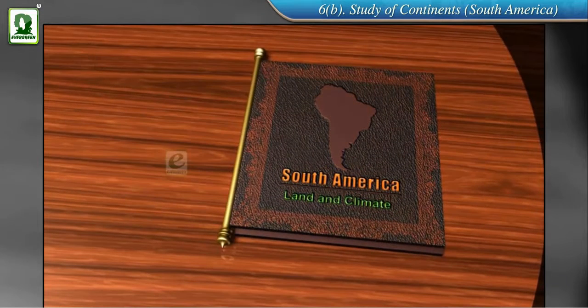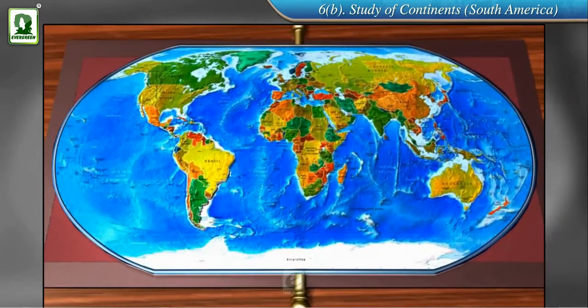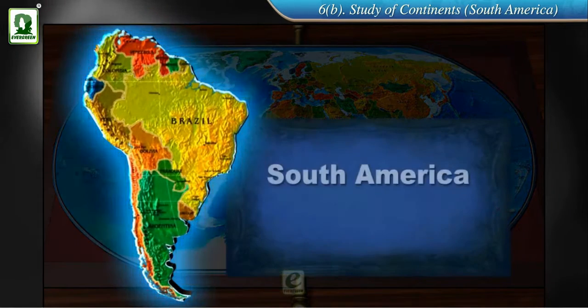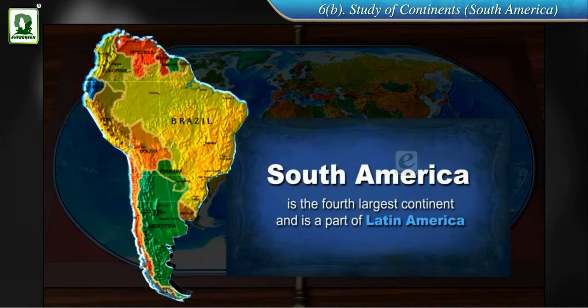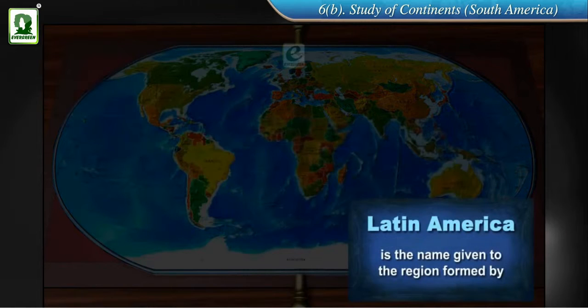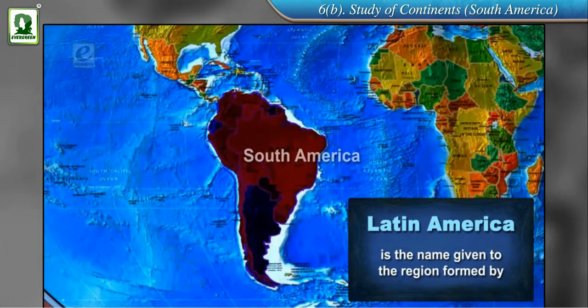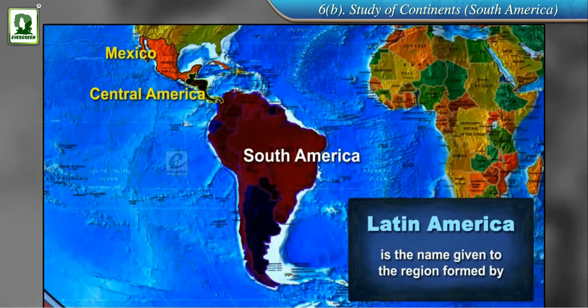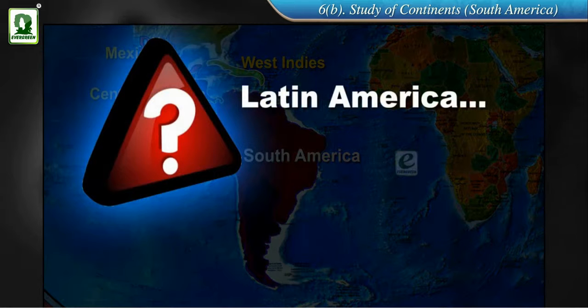South America, land and climate. South America is the fourth largest continent and is a part of Latin America. Latin America is a name given to the region formed by South America, Central America, Mexico, and the West Indies. Do you know the reason for this name?